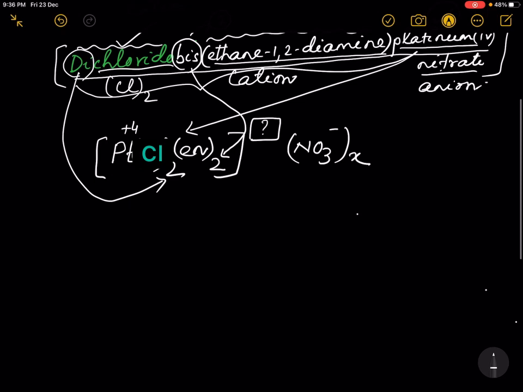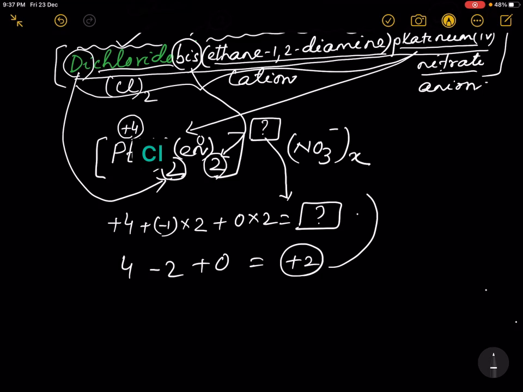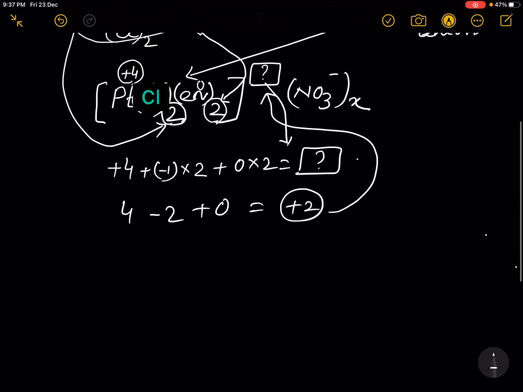So here we have to find the charge first. You see, the oxidation number of Pt is plus 4. For chlorine it is minus 1, and as there are 2 chloride ions, you should multiply with 2. Then for en the oxidation number is 0. You can write 0 and multiply with 2. Then the charge will be found over here. 4 minus 2 plus 0 is equal to plus 2. As it is plus 2, you should write 2 plus over here.